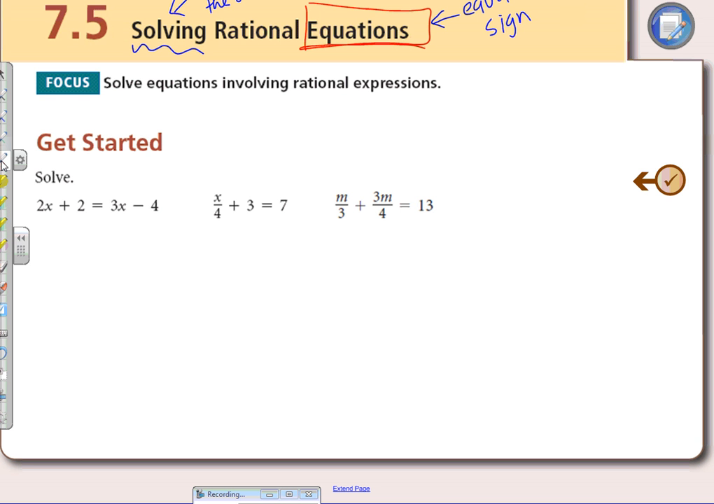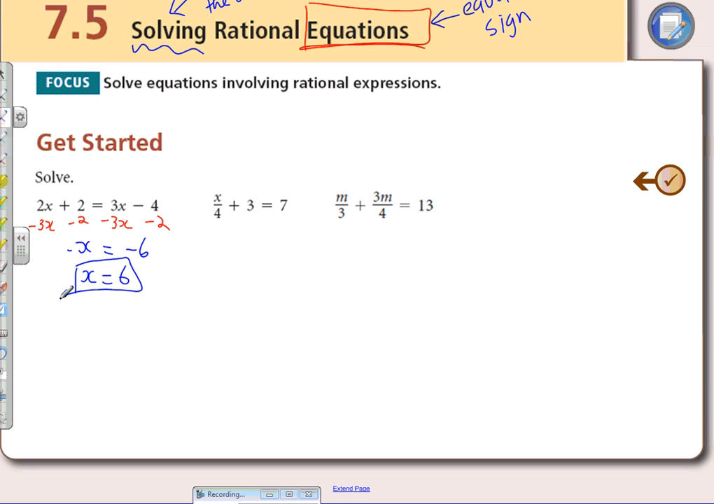So let's start with our basic. Get the x's to one side, get your numbers to the other side. Doesn't matter which way you move them. I'm going to just move them to the left. You could move it to the right, doesn't matter. So I'm just going to subtract 3x, and I'm going to subtract 2. Then I get 2x minus the 3x gives me negative x is equal to negative 6. And just divide by the negative, so x is equal to 6.